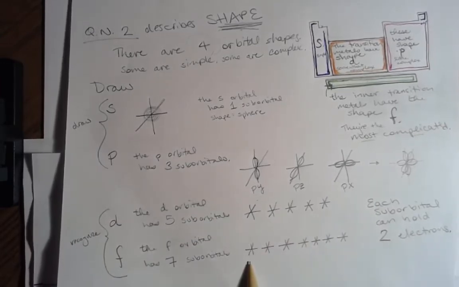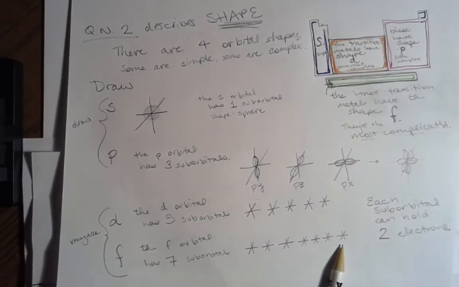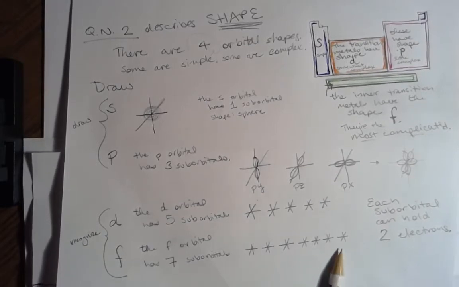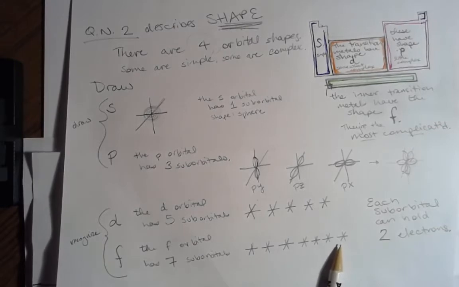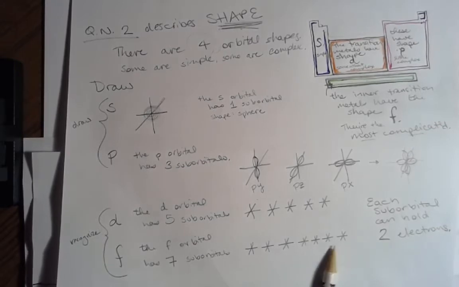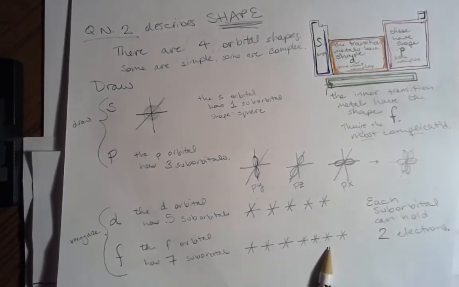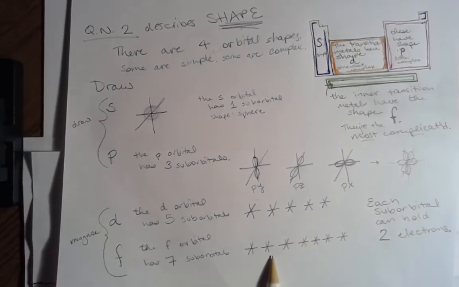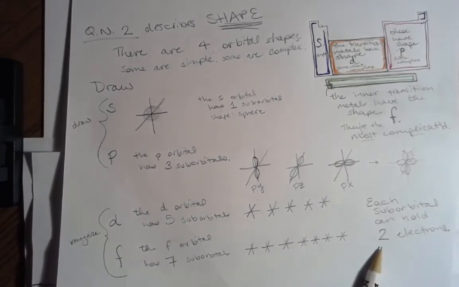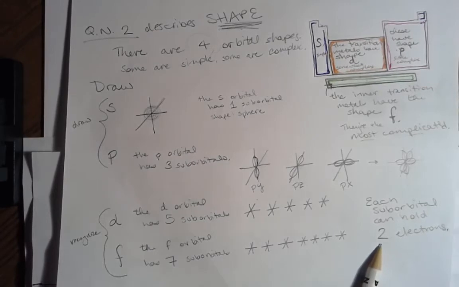In the F, you can have 7 unpaired, is how we say it: 7 orbitals with a single electron in each orbital. Because if you only have 6, they'll spread out as much as they can. If you have 7, they'll spread out as much as they can. It's only when you get to 8 that they start to double up and have 2 electrons in each suborbital. You're thinking, why do I care?